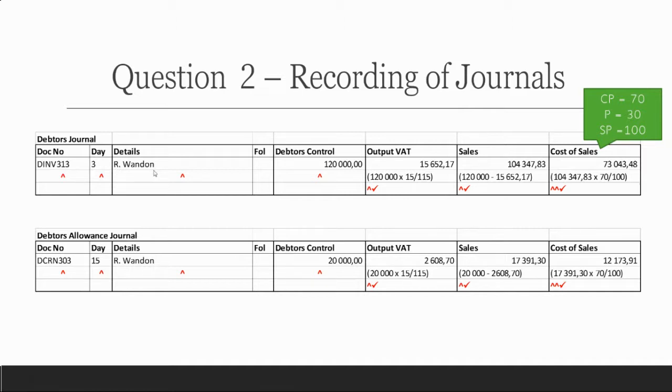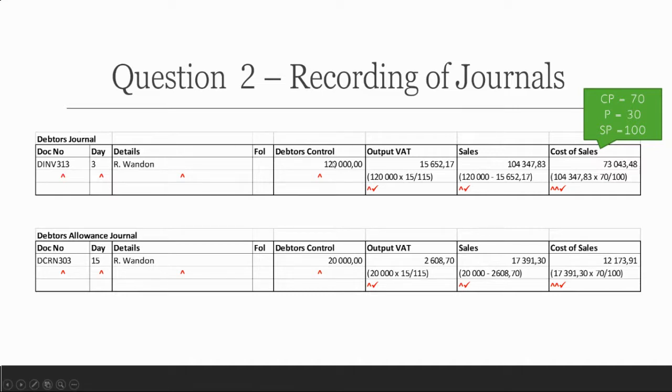Now the details is the name of the person that either you sold it to or who made the payment. So what a lot of people did that lost marks here, they would have written either cash or credit or bank. They would have given me debtors control, they gave me an account name and not the details of the person that made the sale or made the payment.